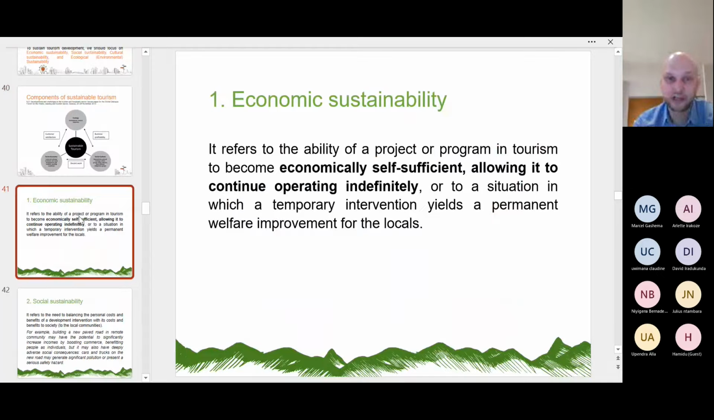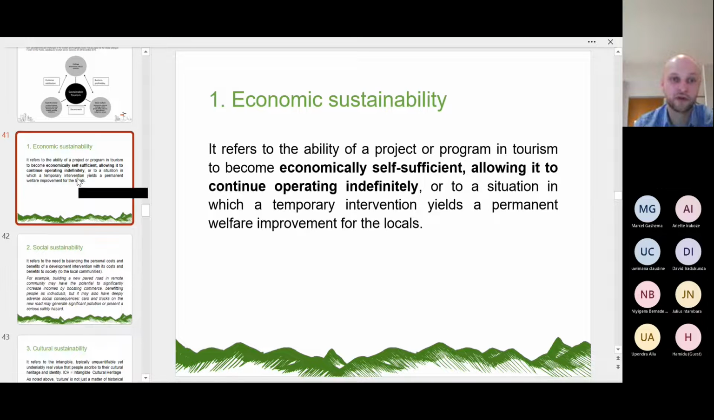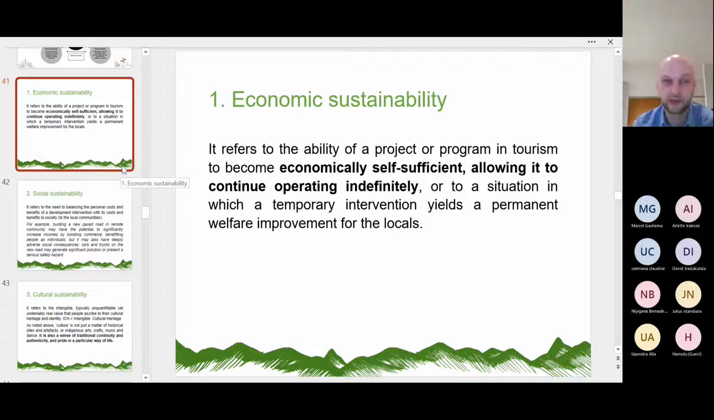Economic sustainability is the first one. It refers to the ability of a project or program in tourism to become economically self-sufficient, allowing it to continue operation indefinitely, or it can be addressed to a situation in which a temporary intervention yields a permanent welfare improvement for the locals, like building some infrastructure and so on. So it is an example of economic sustainability from tourism.